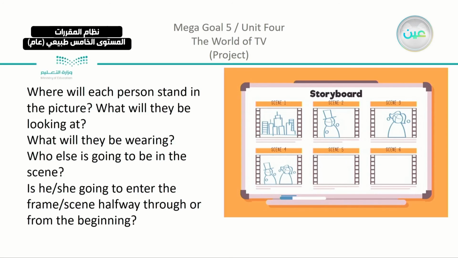Who else is going to be in the scene? Is he or she going to enter the frame halfway through or from the beginning? Also, we are going to describe if there are two people or just one person and another one comes in. Does he or she come from the start or from the middle of the scene? Everything has to be included within the details of the scene.